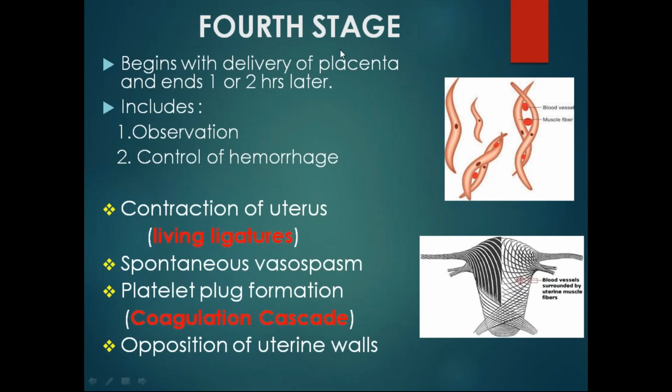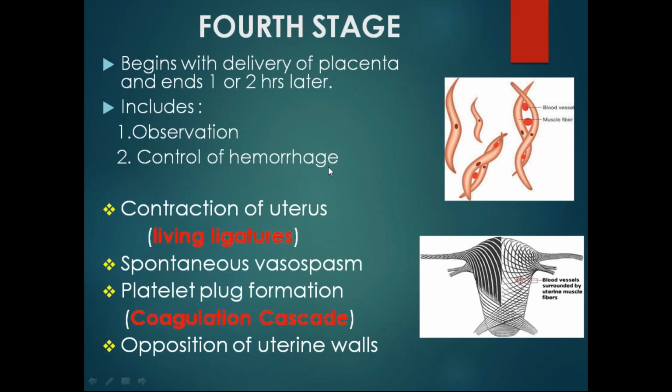So it begins with the delivery of the expulsion of the placenta, after the end of placental expulsion, and lasts for 1 to 2 hours. And it includes the stage of observation. What are you observing? You're observing for any unnecessary bleeding. You're observing for the vital signs. What are the signs? Any hypotension, any tachycardia, which are the subtle signs of shock. So you will be observing the mother and you will see whether there is control of that.